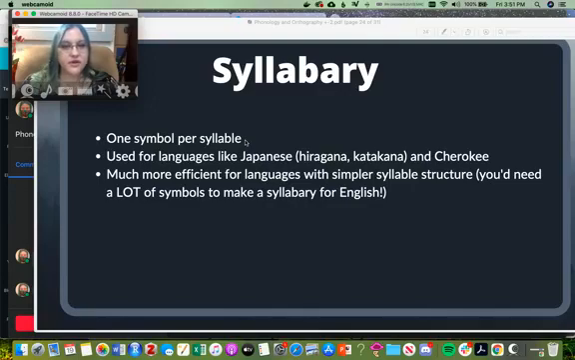Now, if you were to try to make a syllabary for English, you'd run into a lot of struggles because English has many, many, many different possible syllables. So you'd have to make a lot of symbols, and that would be a big pain. So if your language has complex syllables, it's going to be harder to use a syllabary for it. Not impossible, but just a lot harder. But if you do have simple syllable structure, you might consider having a syllabary.